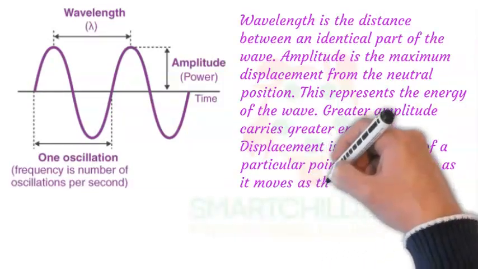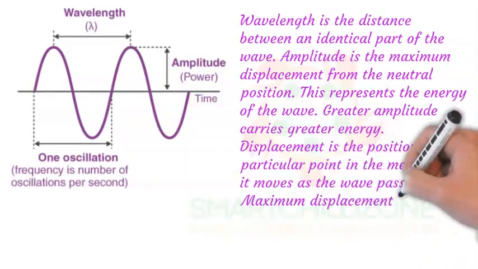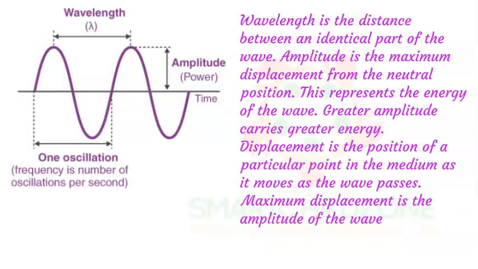Displacement is the position of a particular point in the medium as it moves as the wave passes. Maximum displacement is the amplitude of the wave.